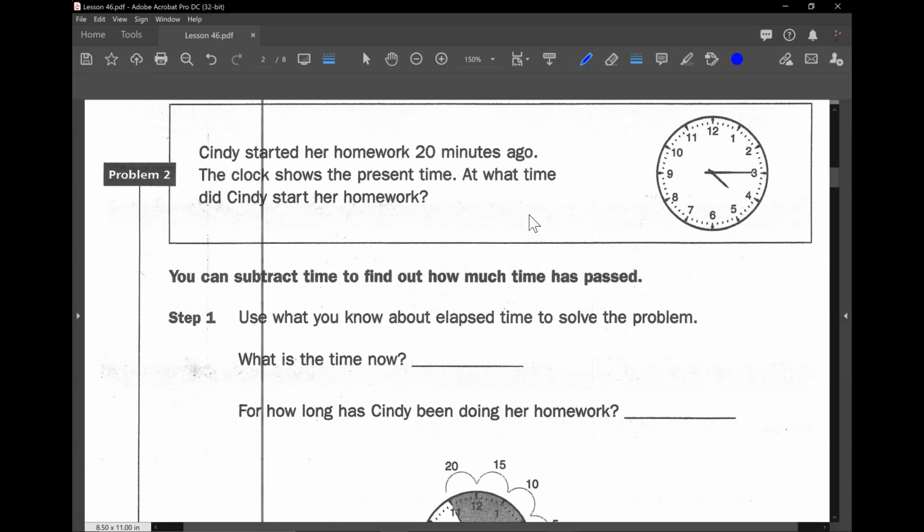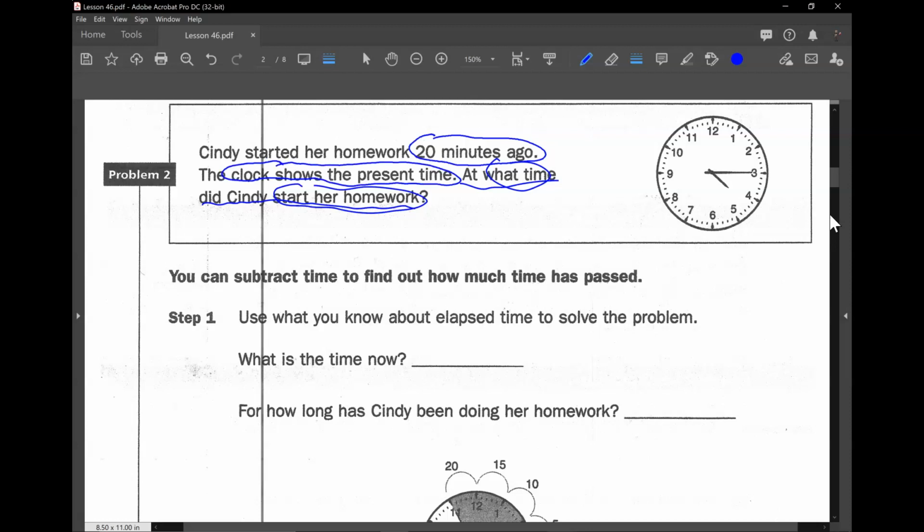Problem 2. Cindy started her homework 20 minutes ago. The clock shows the present time. At what time did Cindy start her homework? So again, small word problem. I'm going to do Scooby. I'm not going to go through the steps. I'm just going to do it. So, at what time did Cindy start her homework? Cindy started her homework 20 minutes ago. The clock shows the present time.